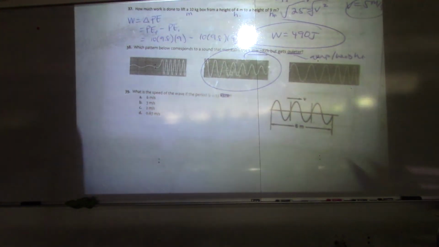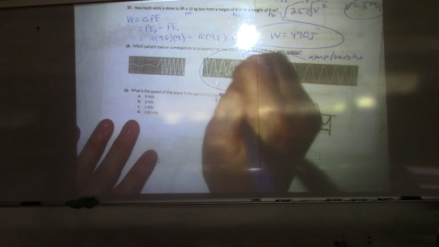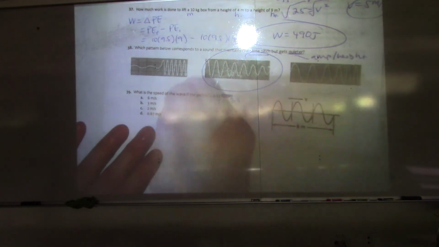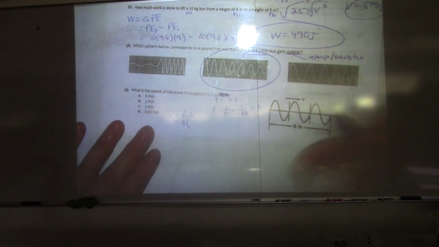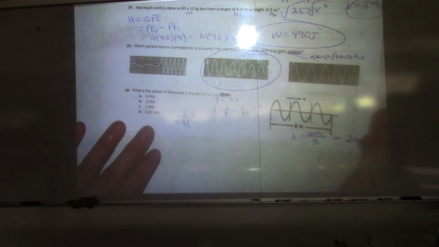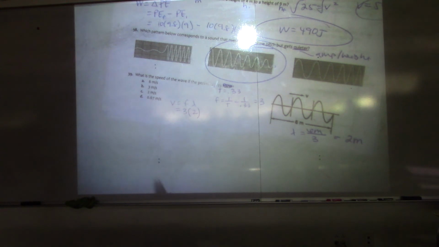This is a typo. I did not need to have the hertz there. So if the period is 0.33, that means frequency is 1 over the period, so 1 over 0.33, which is 3. So V equals F wavelength, frequency is 3, wavelength would be not the 6 meters, because that's for 1, 2, 3 waves, so then wavelength would just be 2 meters, and that gives me a velocity of 6.